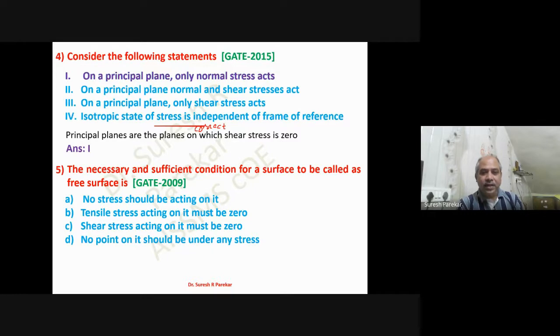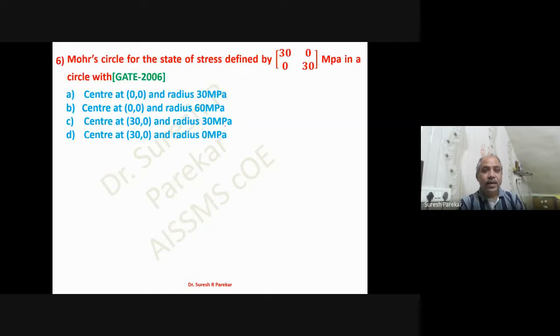Then, the necessary and sufficient condition for a surface to be called a free surface. When we say free surface, that means the shear stress acting on it must be 0, and that surface we call a free surface. So the answer is C.